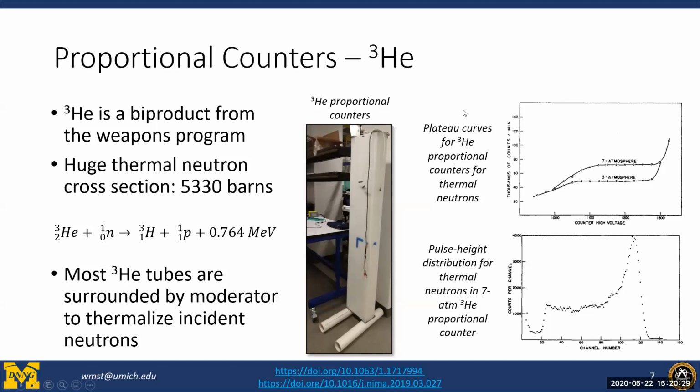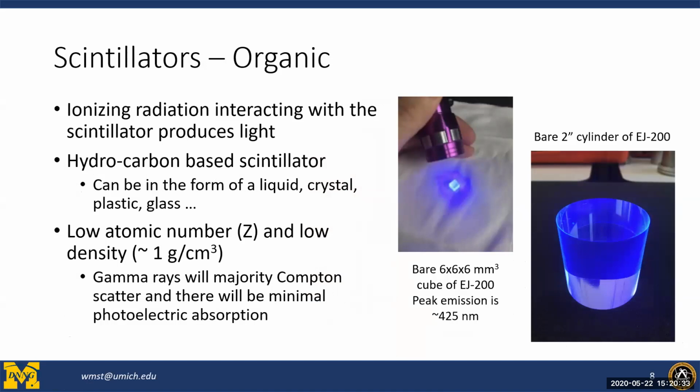So this is proportional counters. Next, we're going to talk about scintillators, and we're going to begin with organic scintillators. A scintillator is some kind of material that, when ionizing radiation interacts with it, produces some kind of light response. You can see I have two examples here. These are both of EJ200, which is an organic plastic scintillator that we'll talk more about in just a little bit, where we have a 6 mm cube and then a 2-inch cylinder of it. The emission spectrum for this peaks right around 425 nanometers. And you can see both of these are being shown with a UV light to induce that scintillation.